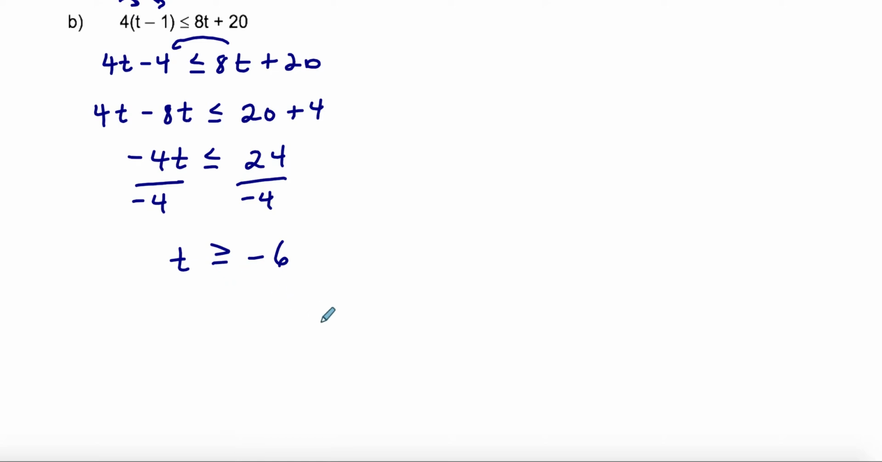This time it's greater than or equal to. So when I draw my number line, greater than negative 6. So let's put negative 7, negative 6, negative 5, negative 4, negative 3, negative 2.